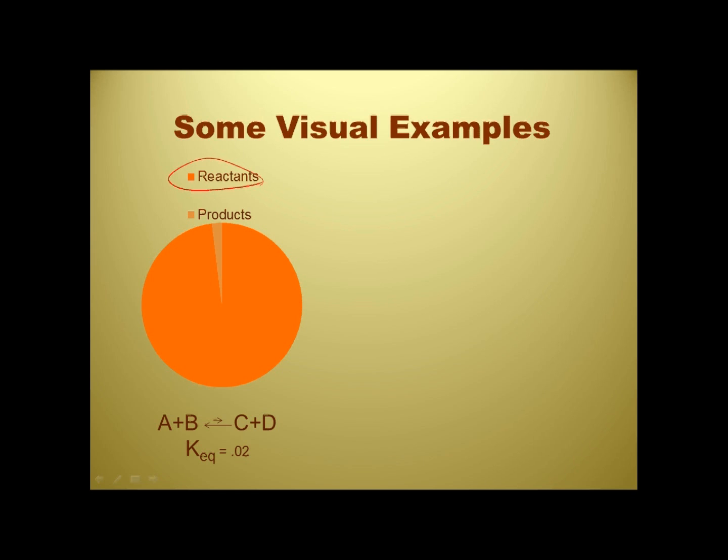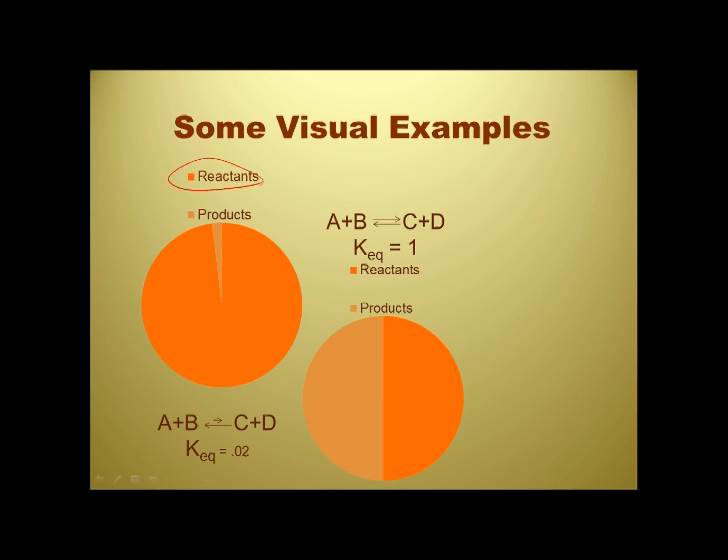What does a KEQ of 1 look like? Think about what the pie graph would look like. Yep, that's right. It's going to be half and half. A KEQ of 1 means that the products and the reactants are exactly equal, 1 over 1, or 20 over 20, or 2 billion over 2 billion. It doesn't matter. The KEQ is going to come out to be 1. Notice the arrows are exactly the same.